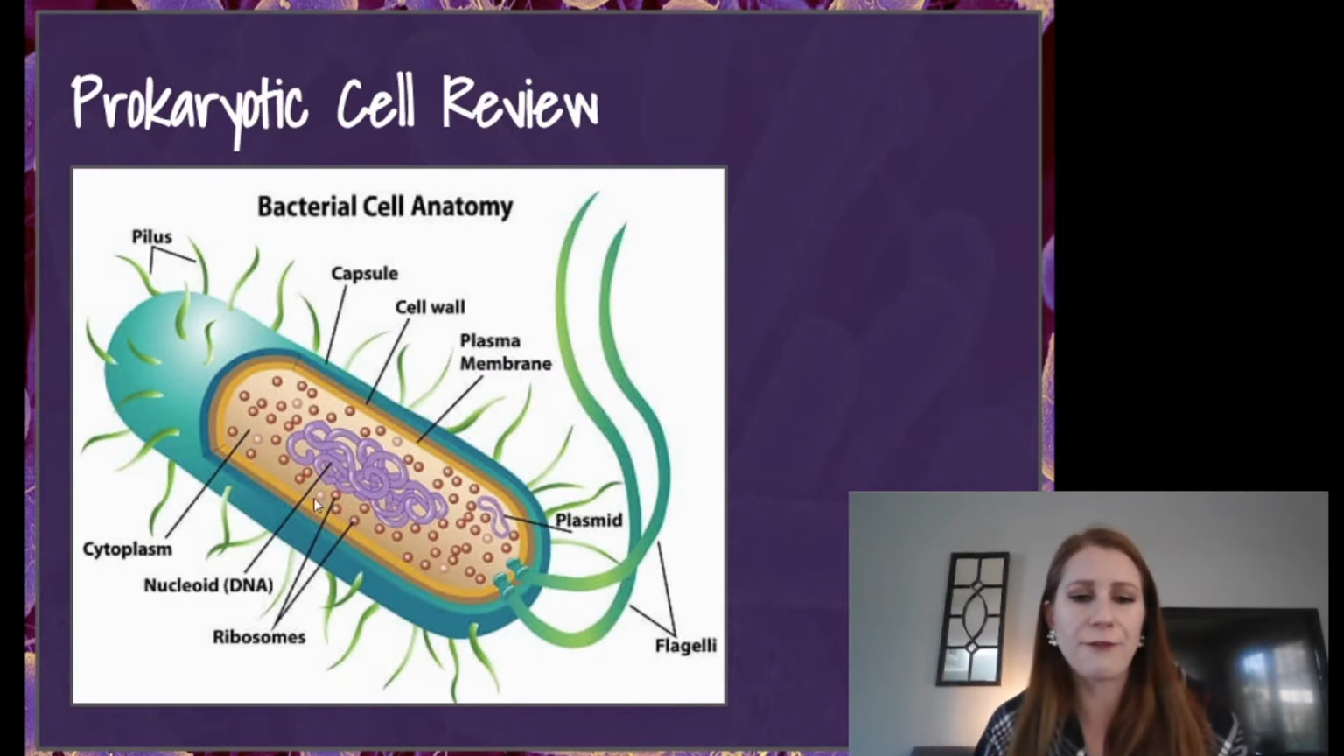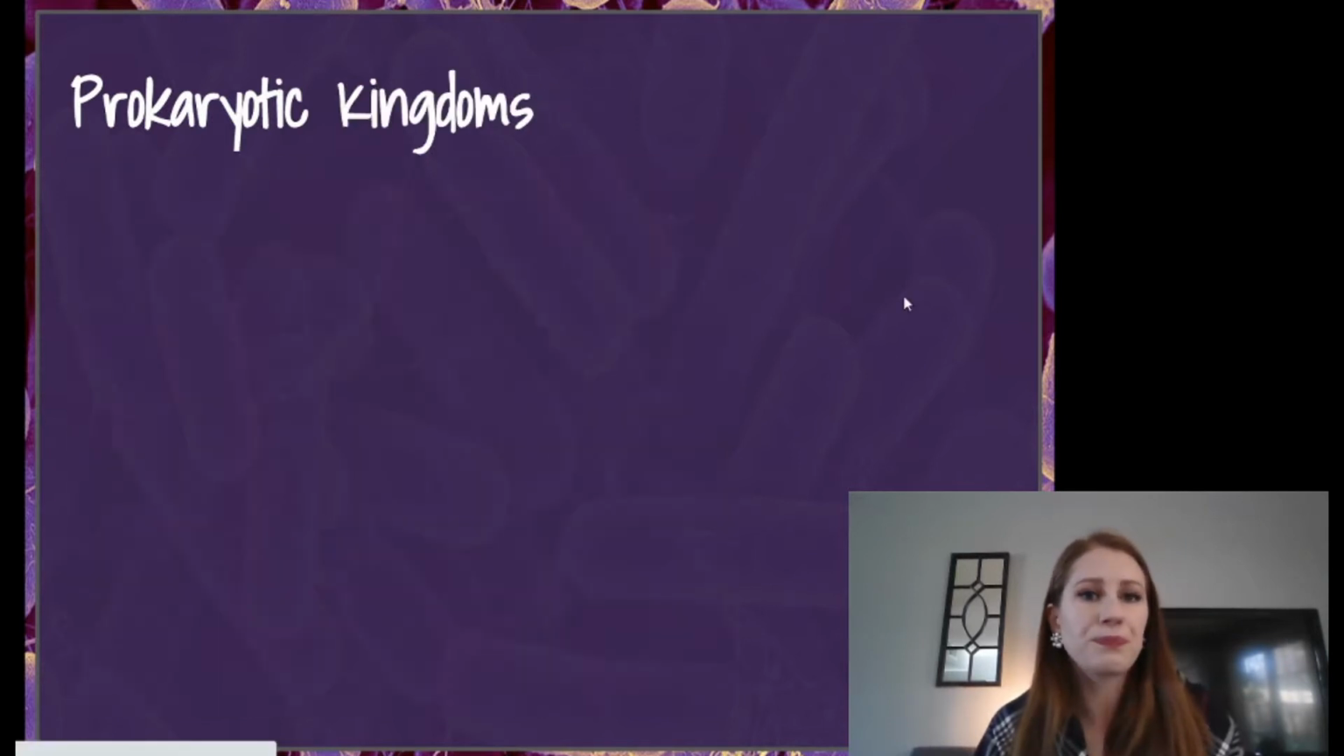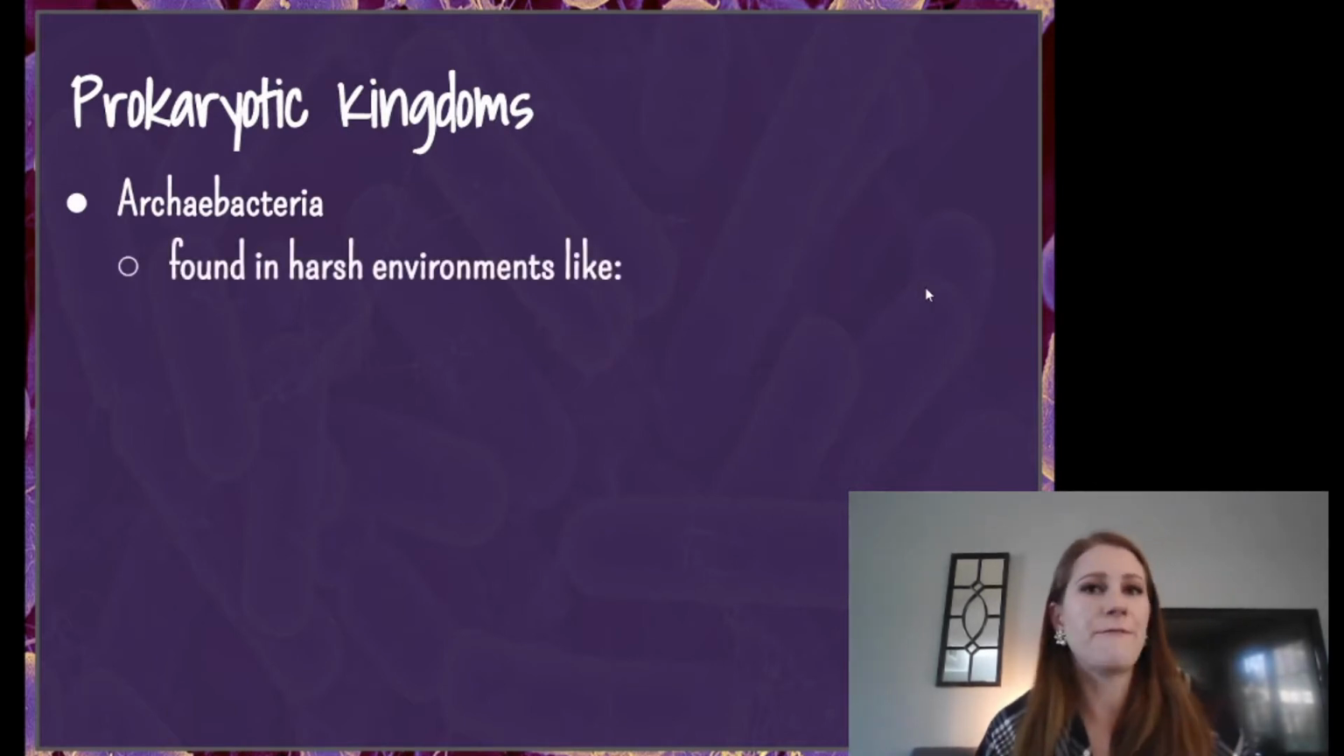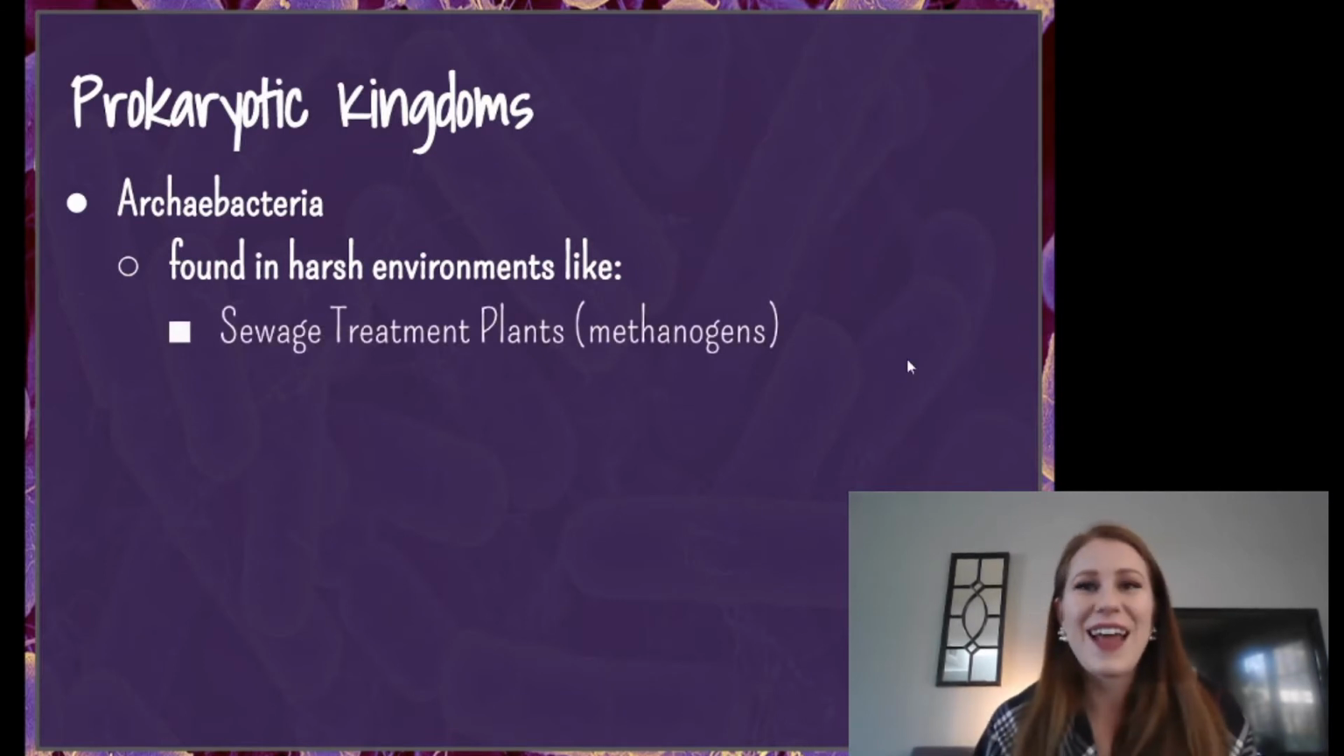We just have ribosomes, cytoplasm, and then that DNA that's free floating. When we talk about our prokaryotic kingdoms, the first we talk about is Archaebacteria. They're found in really harsh environments that we would not want to live in, harsh environments that most things don't live in. They could be sewage treatment plants, and the bacteria found in these are called methanogens.